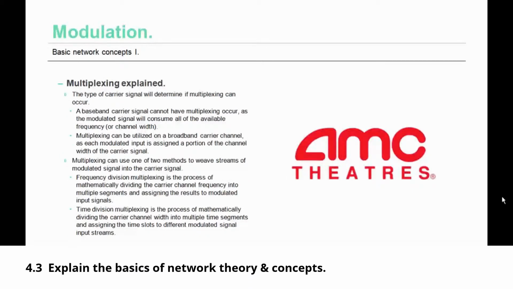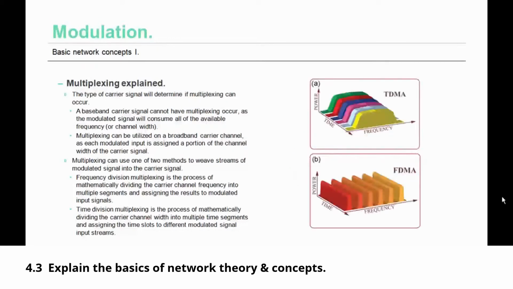So let's talk about multiplexing, and I don't mean your local movie theater. The type of carrier signal will determine if multiplexing can occur. A baseband carrier signal cannot have multiplexing occur, as the modulated signal will consume all of the available frequency or channel width. Multiplexing can be utilized on a broadband carrier channel, as each modulated input is assigned a portion of the channel width of the carrier channel.